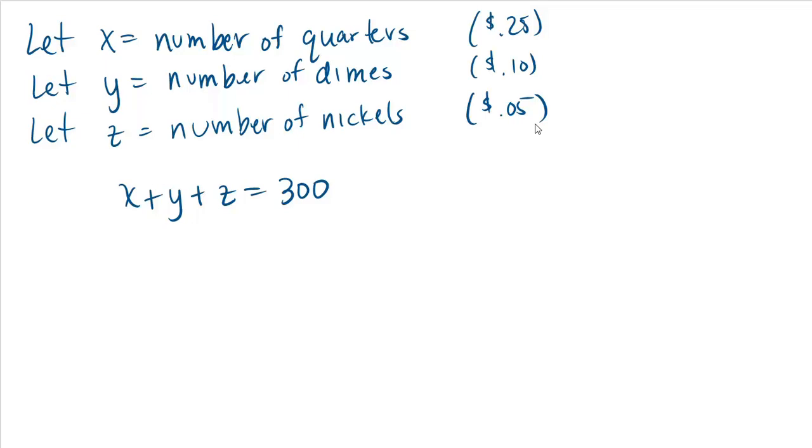We're just going to multiply the number of quarters by the value of a quarter, so 25 cents times x, the number of dimes times the value of a dime, so 10 cents times y, and the number of nickels times the value of a nickel, that's 0.05 times z, and that has to give us the total value of the jar, which is $45.60.